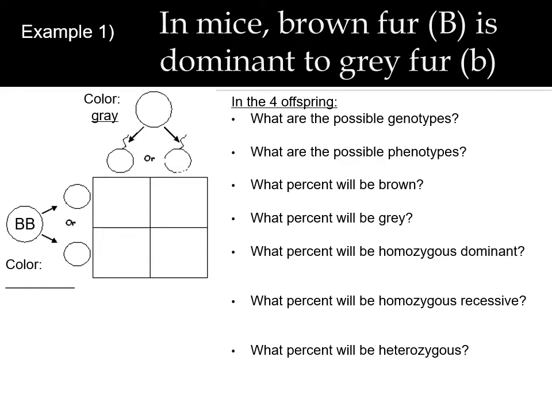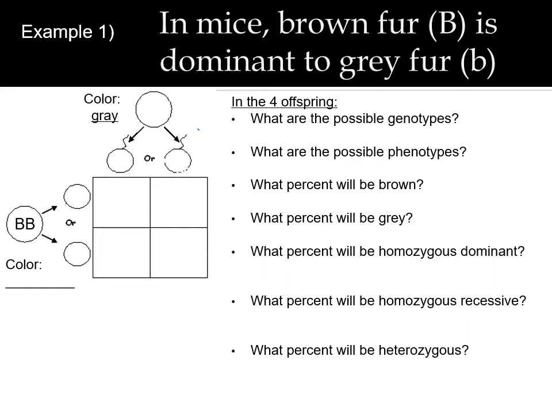Punnett square here. We've got in mice, brown fur big B is dominant to gray fur little b. And that's just for this question. We'll see what the next question says. It might be different. Let's try to fill in our Punnett square first. On the left side, this is female over here. We can see the little sperm cells are on top. They have little tails. It's the only way we're told. It doesn't label it otherwise.